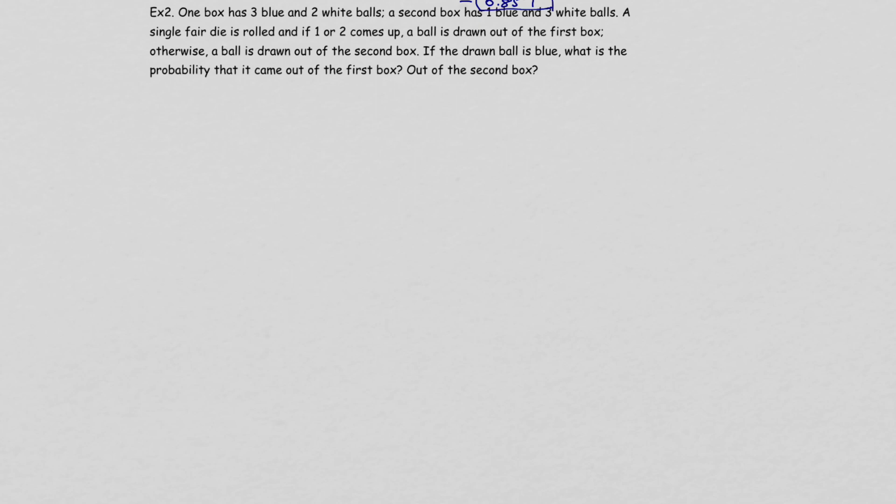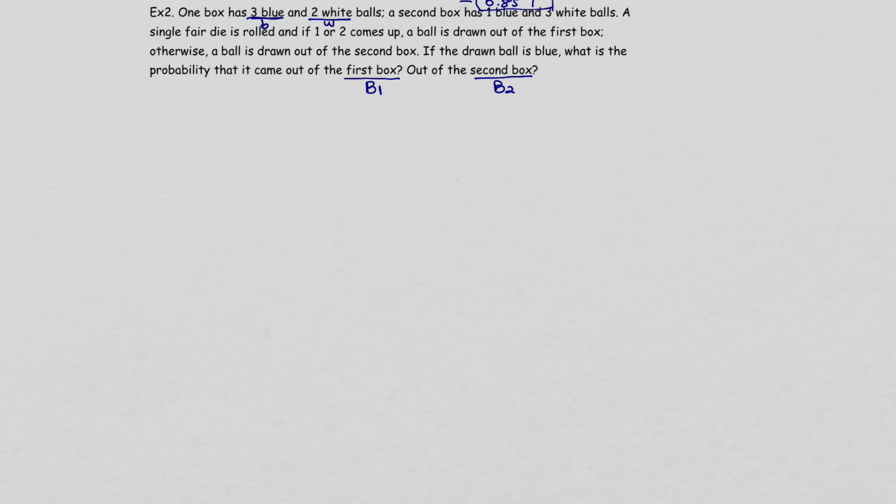Let's give the variables so we don't have to write all those words again. For the first box, I will say B1. The second box is going to be B2. And then blue is B, white is going to be W.